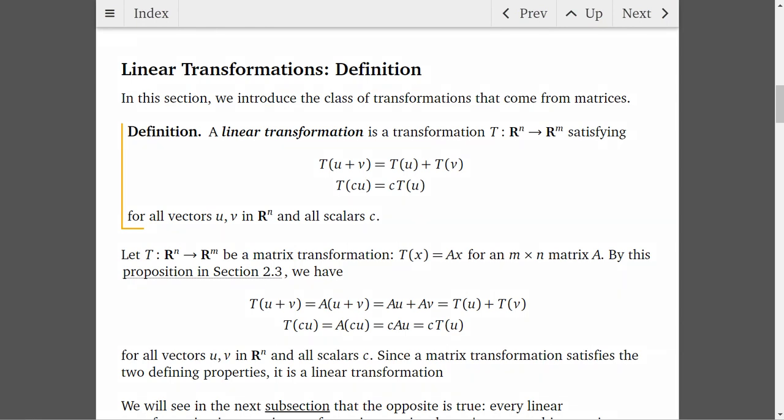For example, if it's a linear transformation, we should be able to do the scalar product and then do the transformation, or we should be able to do the transformation first and then the scalar product and get the same thing. The same will also be true for addition. I can either transform both vectors u and v and then add them over in the codomain, or I should be able to add them and then transform them and I'll get the same thing either way. That's what it means to be a linear transformation.